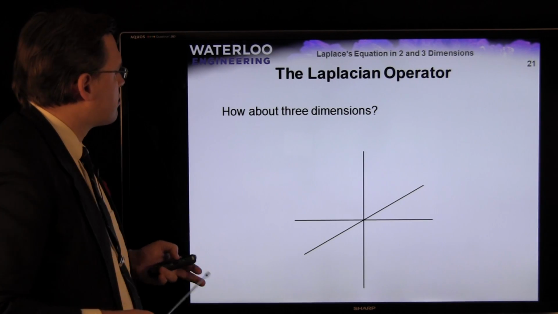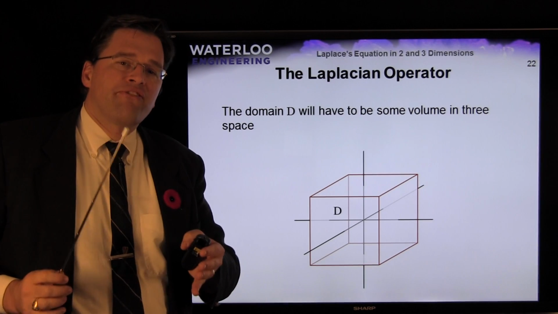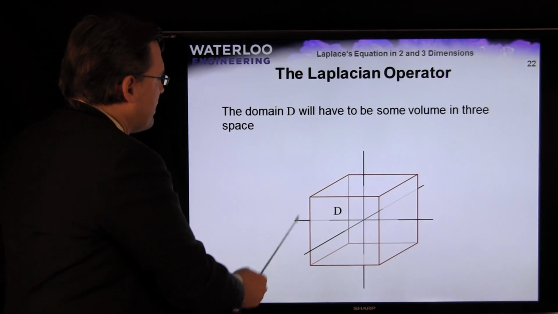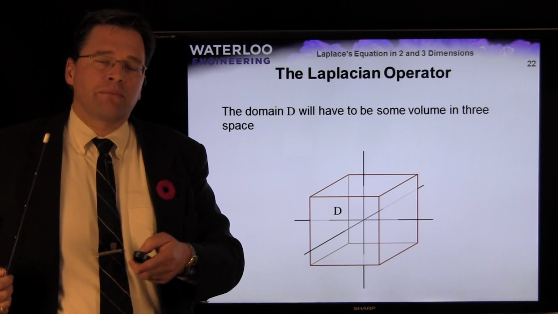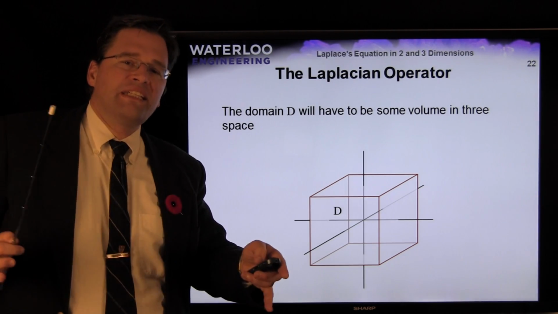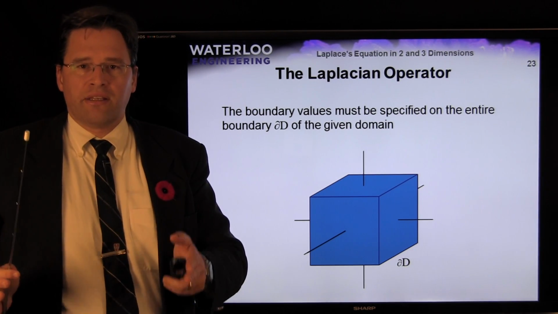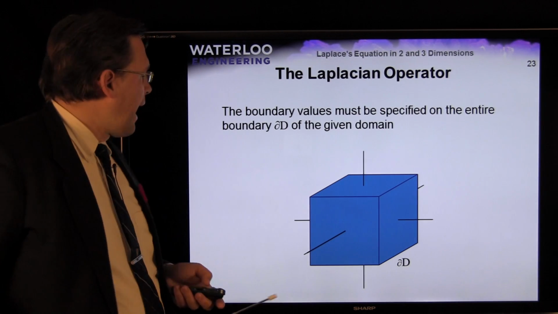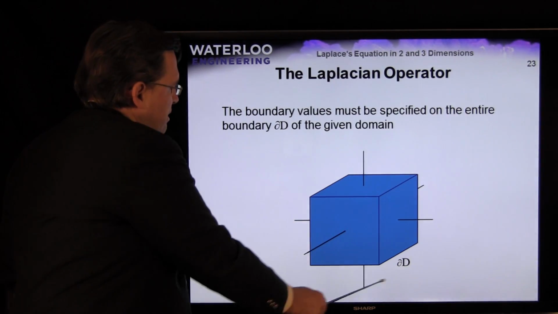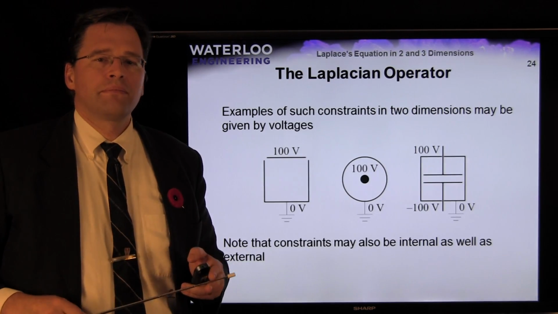In 3 dimensions, again, as before, we're going to have some sort of volume or some sort of domain in 3 dimensions, and in order to approximate Laplace's equation on the interior of that domain, we need to specify the value of the function along the entire boundary. And in this case, the boundary is the boundary of the entire cube on all 6 sides.